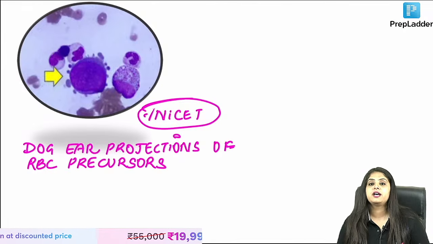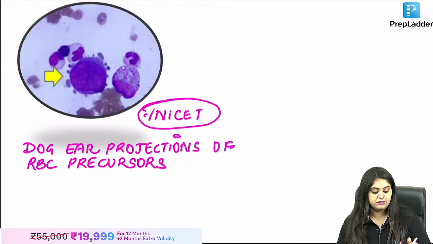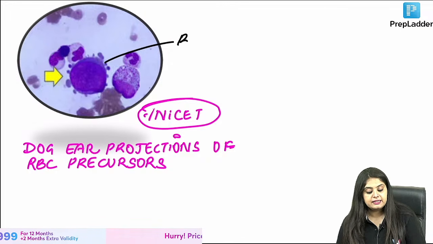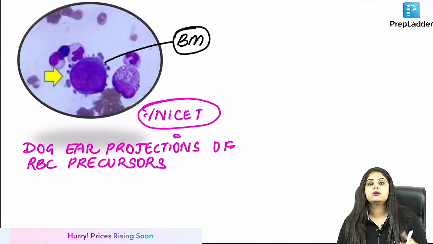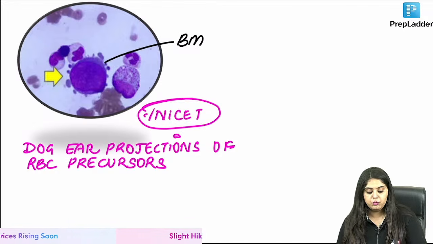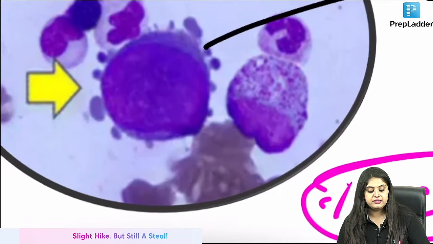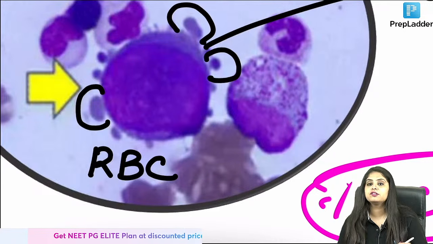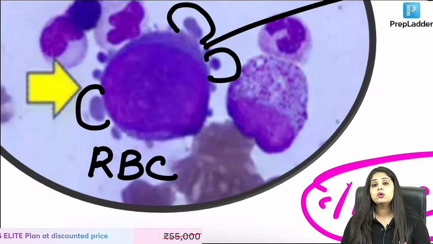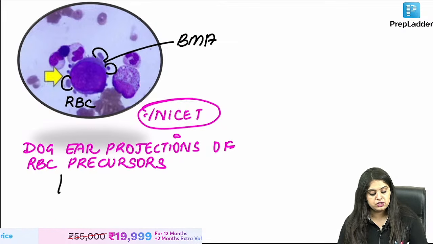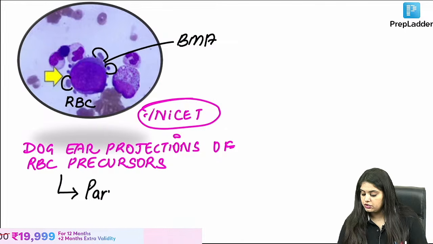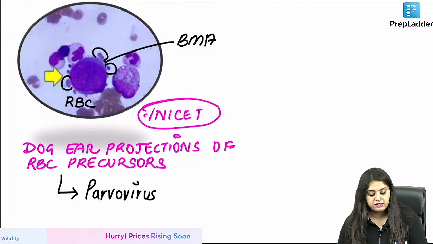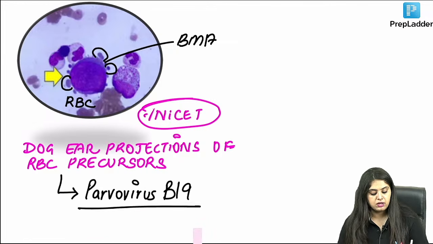Now moving forward for INI-CET students, they will give you this kind of a picture and they will say that this is from a bone marrow, like a bone marrow aspirate they mention. And in this bone marrow aspirate, they are saying that these are RBC precursors. But ma'am, RBC precursors are showing me as if dogs have those ears, na? So these are dog ear projections. Which infection will show you dog ear projections? Very good. Parvovirus B19, thoda micro coming your way.